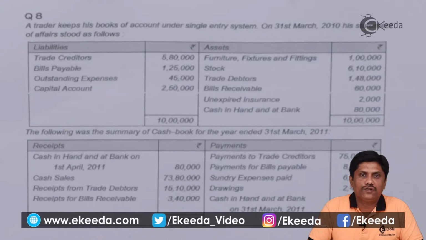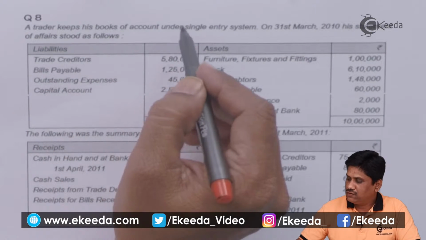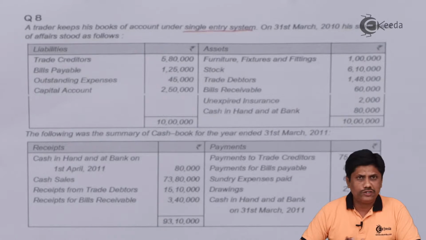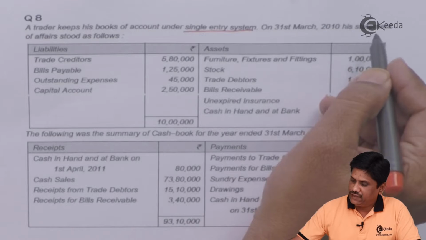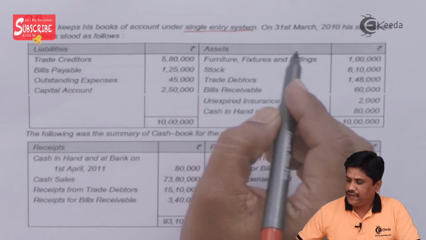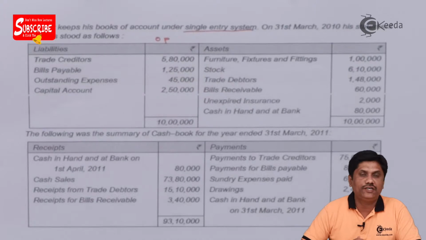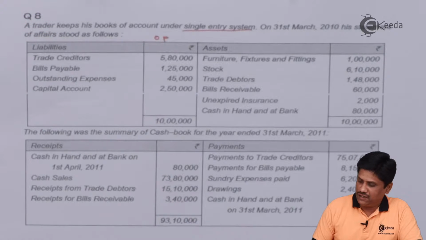Let's read the question, students. A trader keeps his books of account under single entry system. Question itself is guiding you. On 31st March 2010, his statement of affairs stood as follows. So I can say my opening statement of affairs, or opening balance sheet, is readily provided. It will be taken to the respective places in the current year.